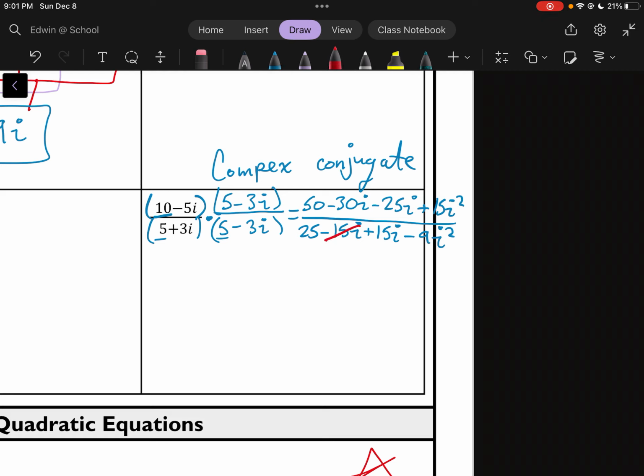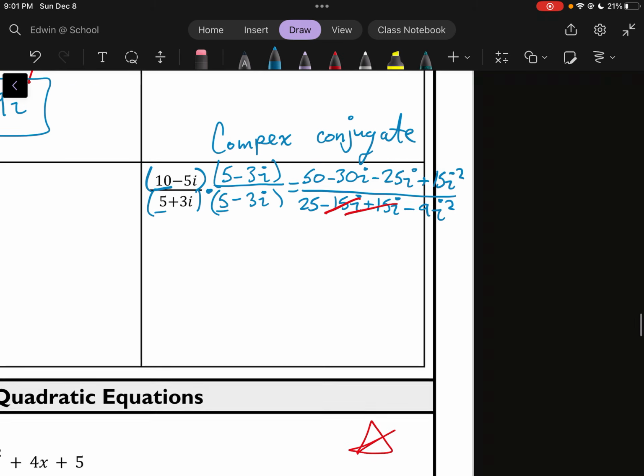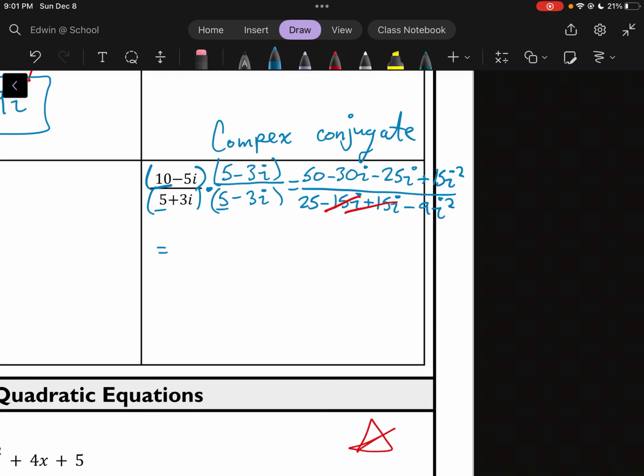So the important thing you should realize is that this canceled out with this. The minus 15i plus the 15i, they just cancel out with each other. So we got a nice and neat expression of 50 minus 55i plus 15i squared. I took the liberty of combining these two things. All of that is divided by 25 minus 9i squared.